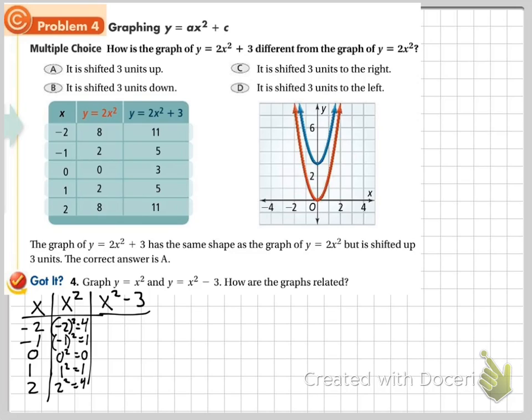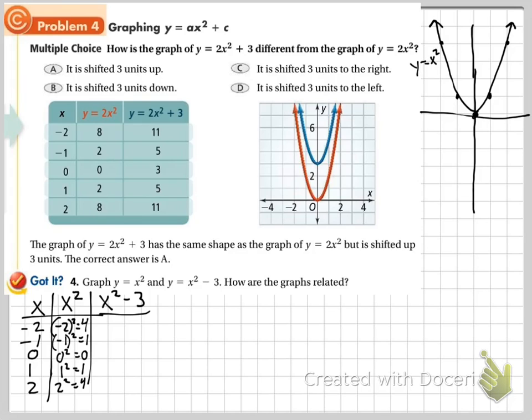Okay, so let's start by graphing that. I'm going to graph it over here on the edge. Okay, so we said 0 went with 0. -2 went with 4. -1 went with 1. Positive 1 went with 1. Positive 2 went with 4. So if I attempt to connect those, this is y equals x squared.